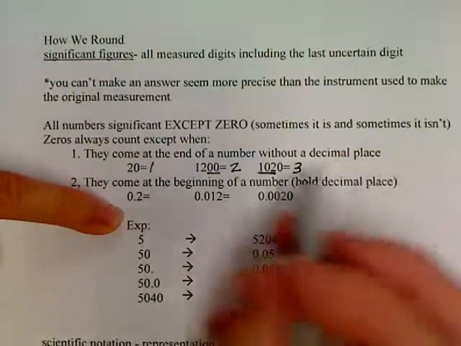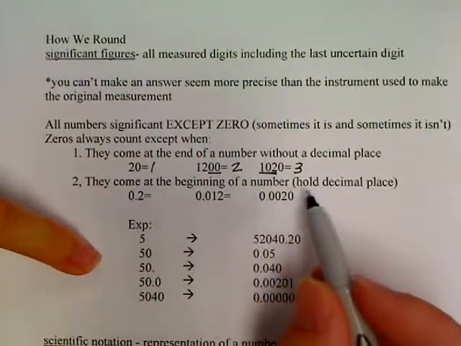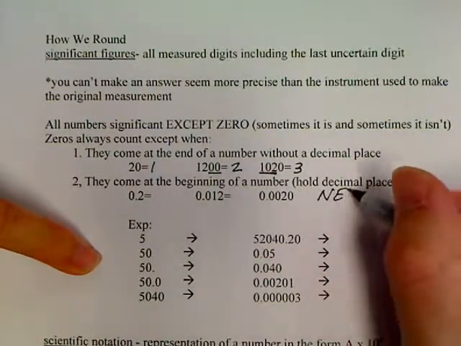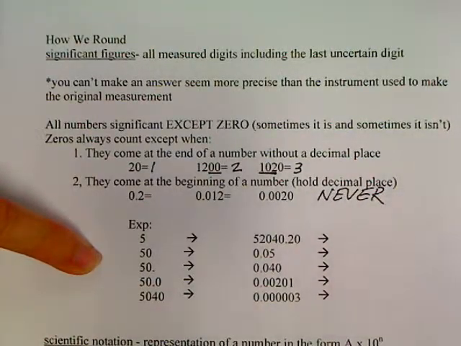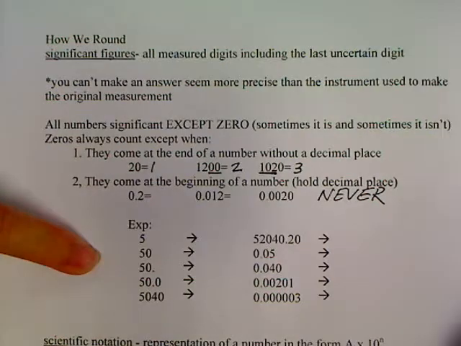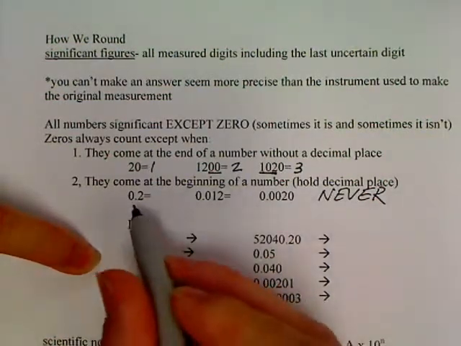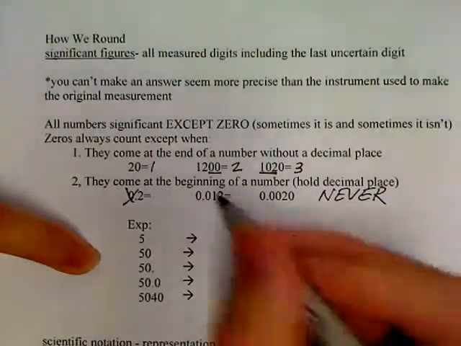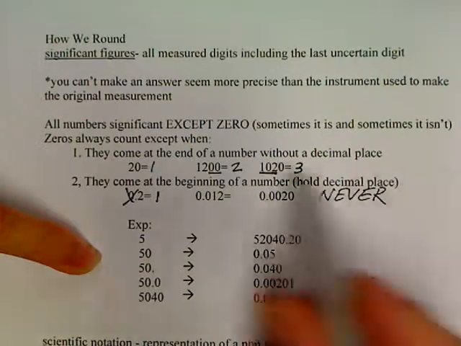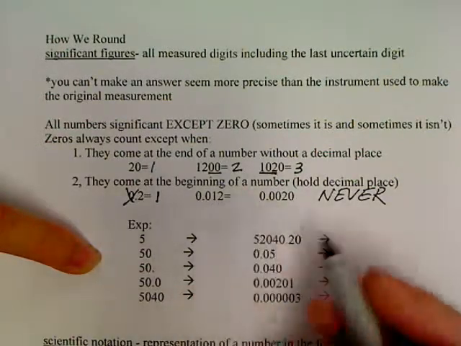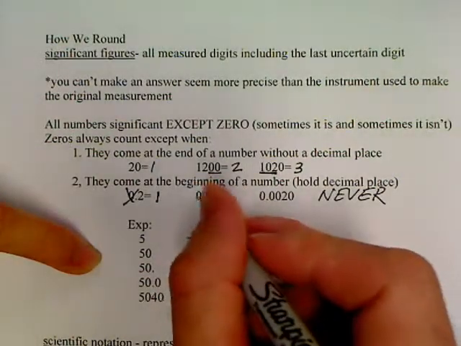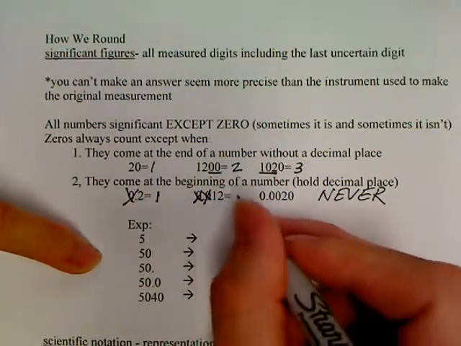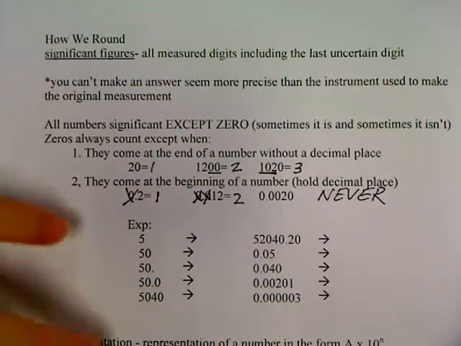Now this is even easier. Zeros that come at the beginning of a number are just holding the decimal place. They never count. You never count zeros that come at the beginning of a number. So like 0.2, that 0 does not count, so you would say 1 sig fig. Here, 0.012, zeros at the beginning never count, so you would call that 2 sig figs.